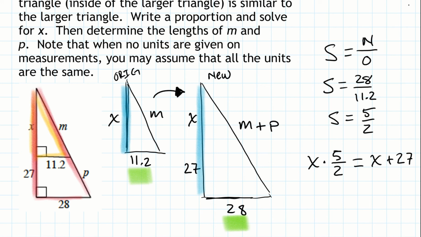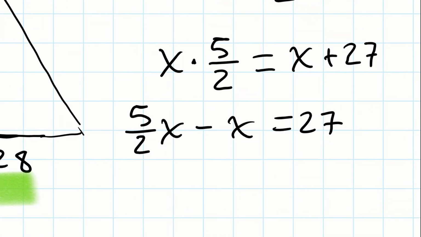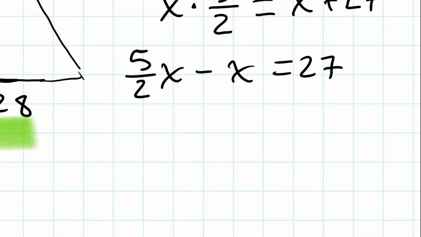So if I was going to solve this, I could take away x from both sides. This is going to become 5 halves x minus an x equals 27. If I turn x into halves, this is 2 halves, isn't it? So I've got 5 halves minus 2 halves, which is 3 halves x is 27.